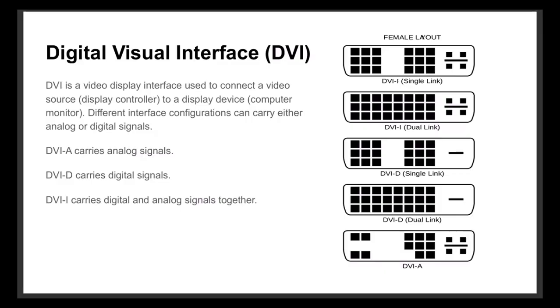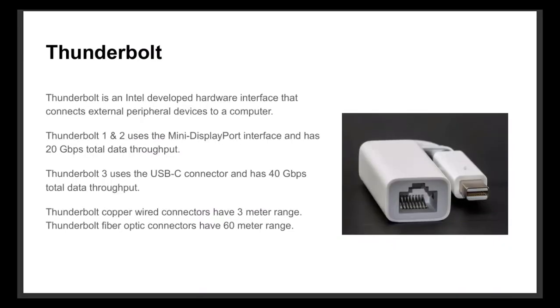Next, we have Thunderbolt. Thunderbolt is a hardware interface that was created by Intel. It was created to allow us to connect different types of peripheral connections to a single computer. There are 3 different versions of Thunderbolt. Thunderbolt 1 and 2 is an interface that uses a mini DisplayPort interface. We'll discuss that here next.